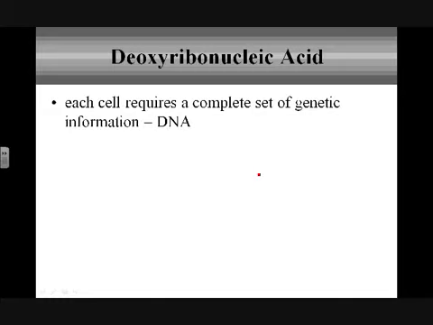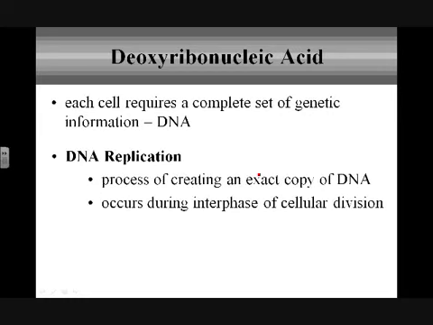It's important to also point out the fact that each cell needs a full set of genetic information, a full set of DNA, and the reason for that is that each cell needs to be able to create its own proteins for metabolism or that are needed for other processes in the cell. So it's important that each cell has its own set. In order to accomplish that, a process called DNA replication occurs.